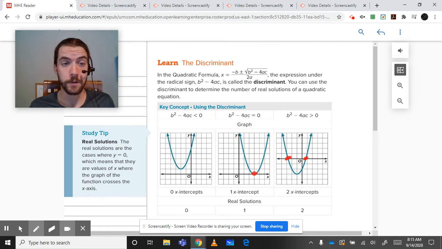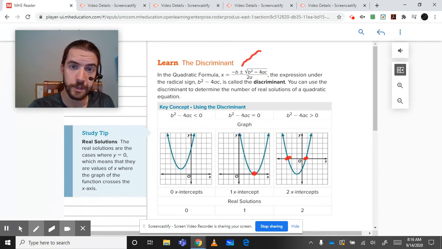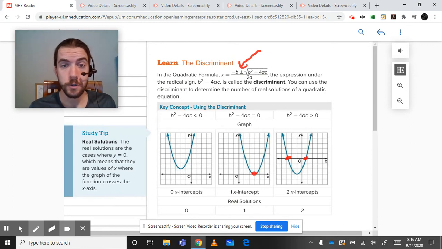However, discriminate in general just means to kind of choose different outcomes based off of some information. So the information that we're basing our outcomes off is what is under the square root sign, and the outcome is how many solutions there are. Now, the reason why this discriminant tells us that is this little plus or minus sign.